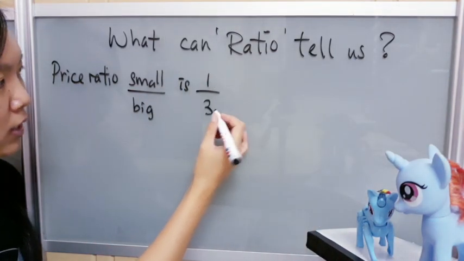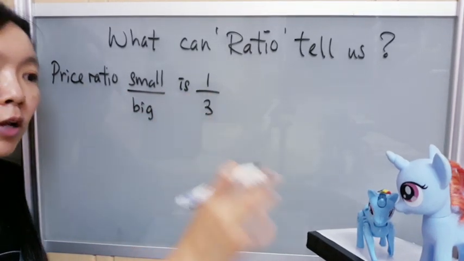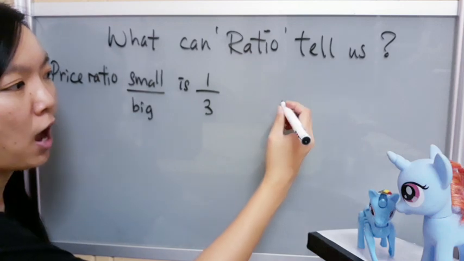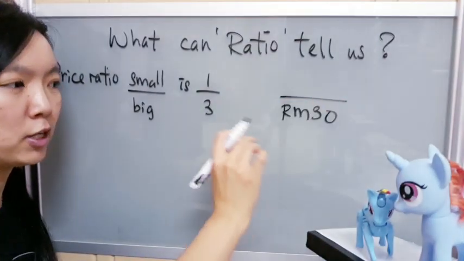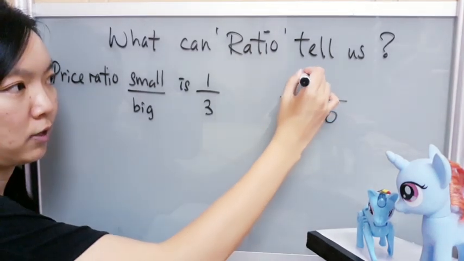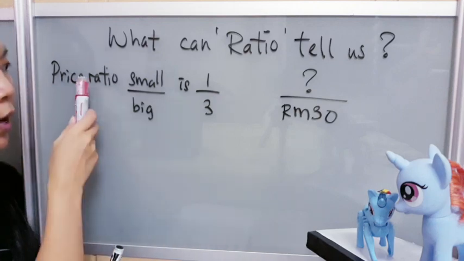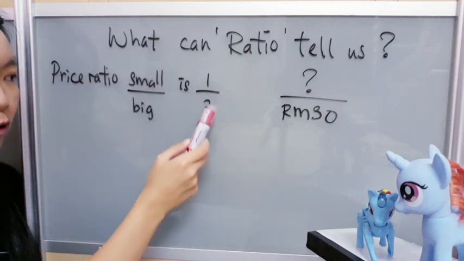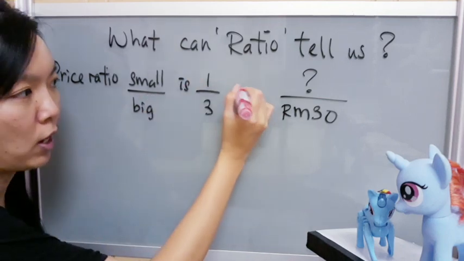What if I know that the small to the big is 1/3 and I know that the big one costs about Rm30? How much does the small one cost? I put a question mark here. So as I know that the price of the small to big one is 1/3 and the price is a proportion, so I put an equal here.